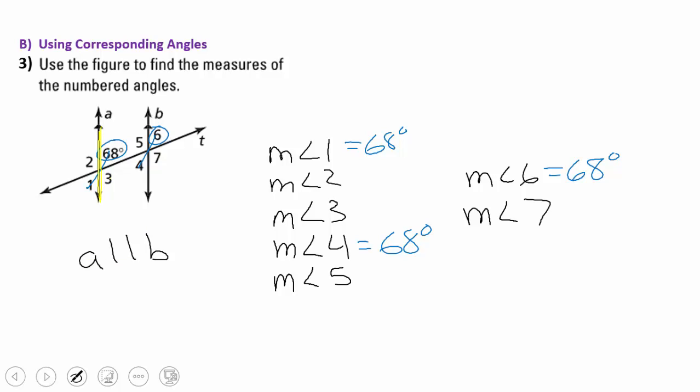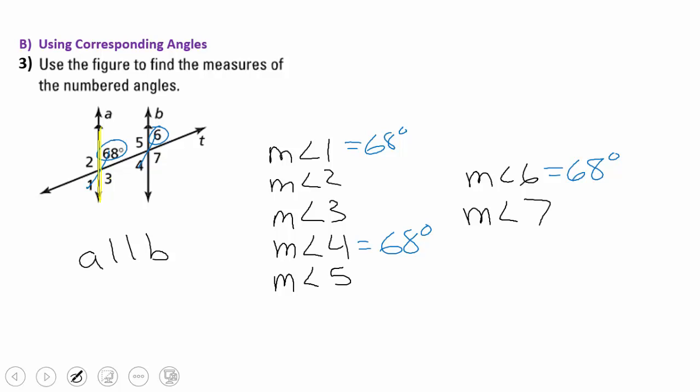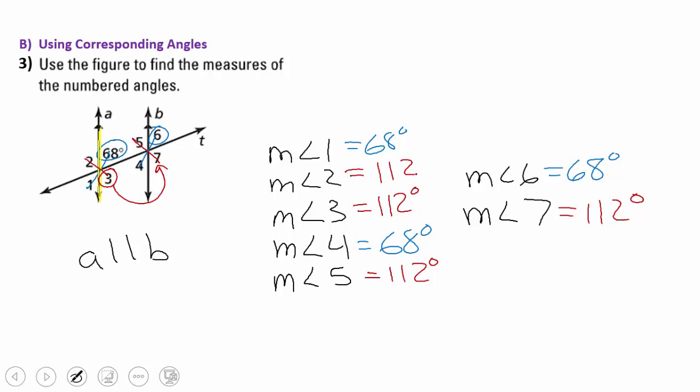Angle 3 is supplementary to the 68. So if we subtract 68 from 180, we would find that angle 3, let's use a different color, let's go with red, angle 3 has to be 112 degrees. Okay? Well, if angle 3 is 112, it corresponds to angle 7. So angle 7 has to be 112 degrees. Angle 7 and angle 5 are vertical, so angle 5 has to be 112 degrees. Angle 3 and angle 2 are vertical, so angle 2 has to be 112 degrees.